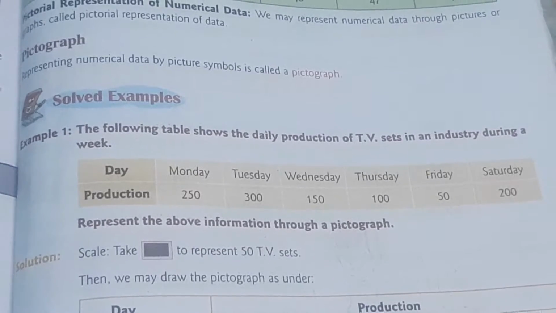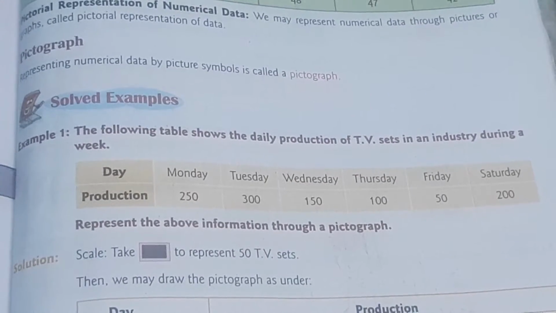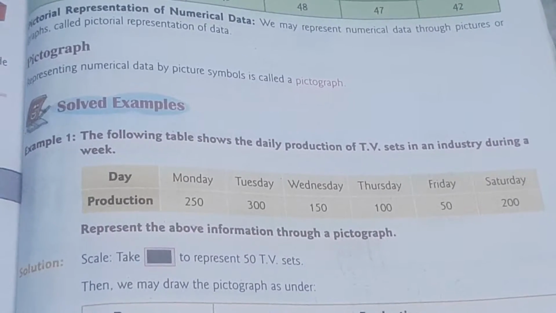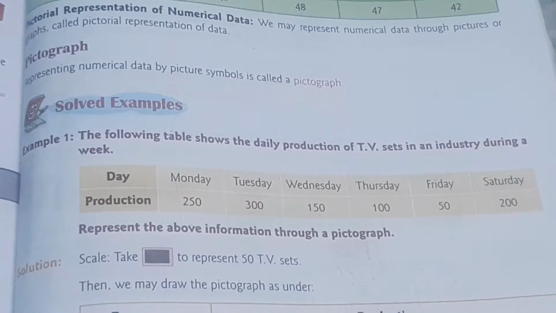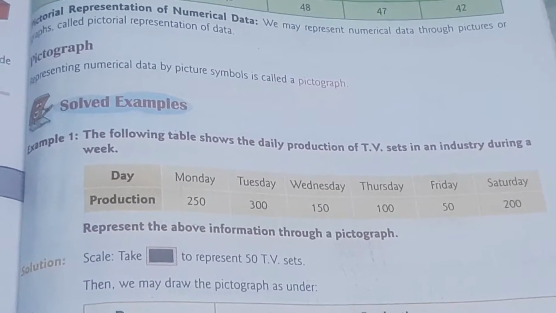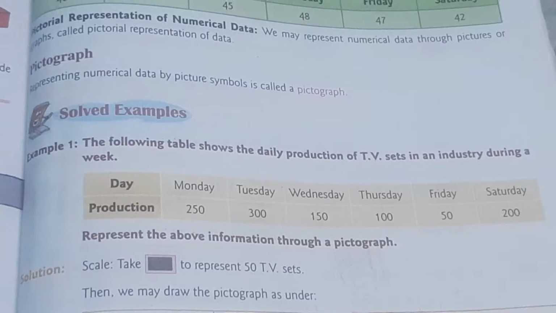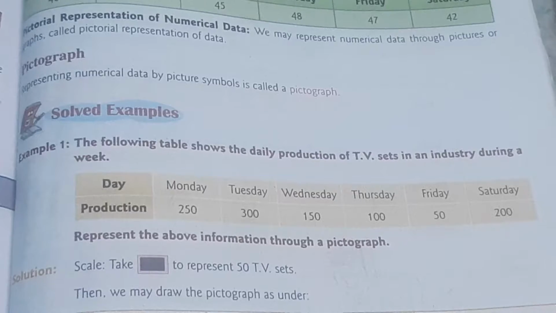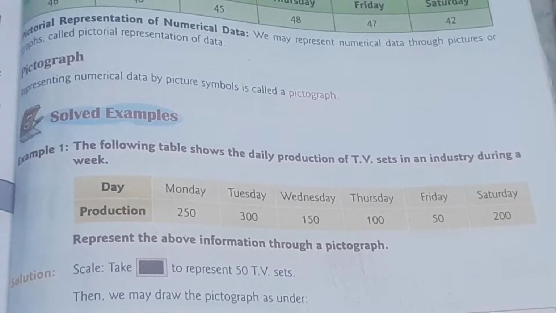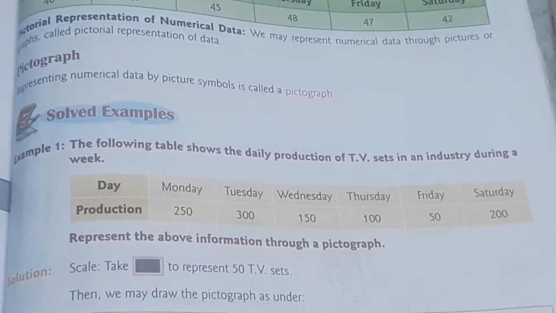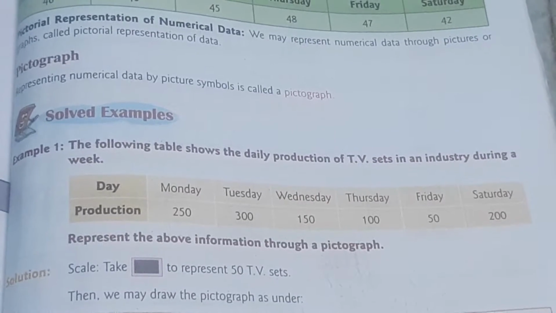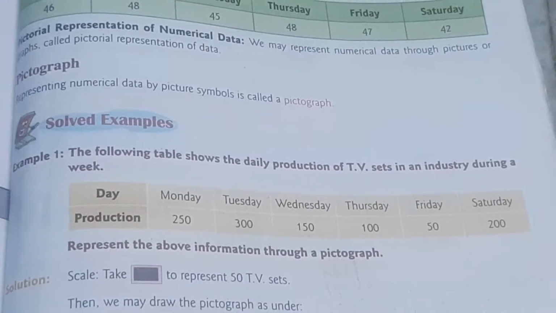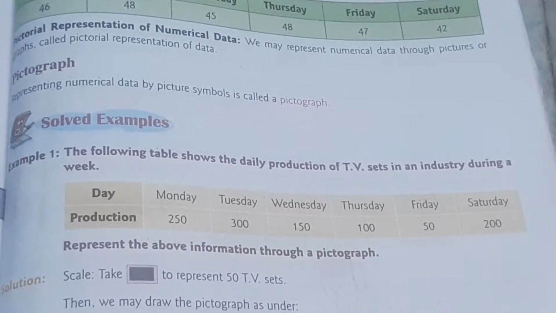Now let's take one example. The following table shows the daily production of TV sets in an industry during a week. It means there is one factory, and that factory has daily production of TV sets. This is shown with the help of a chart with days in the first line: Monday, Tuesday, Wednesday, Thursday, Friday, Saturday, and on those particular days of the week we can see the production of TV sets. Like on Monday they produced 250 TV sets. In the same way on Tuesday 300, then 150, 150, and 200 on Saturday.